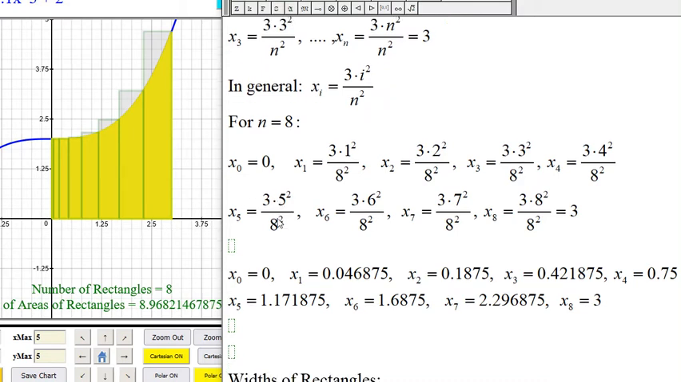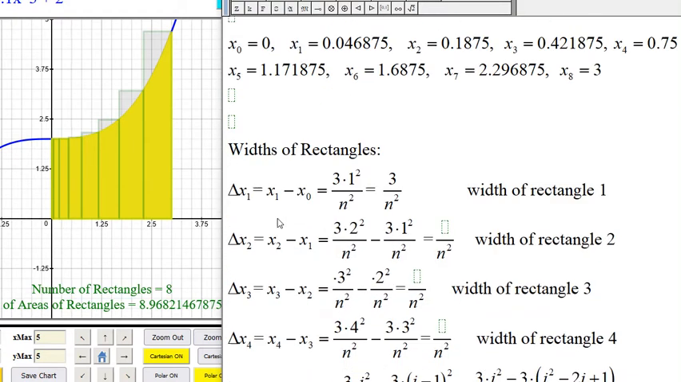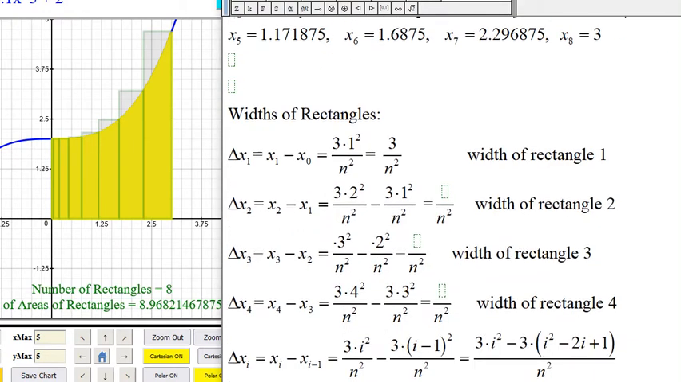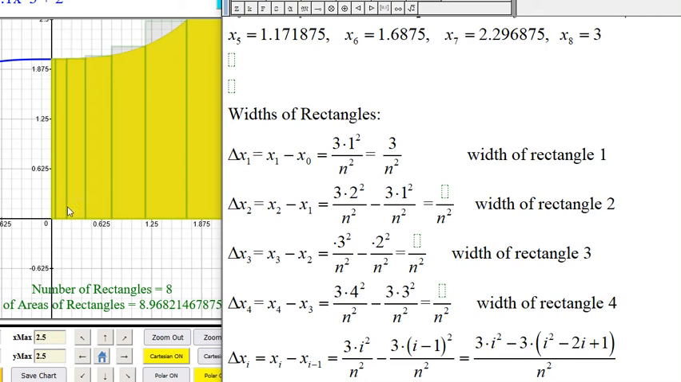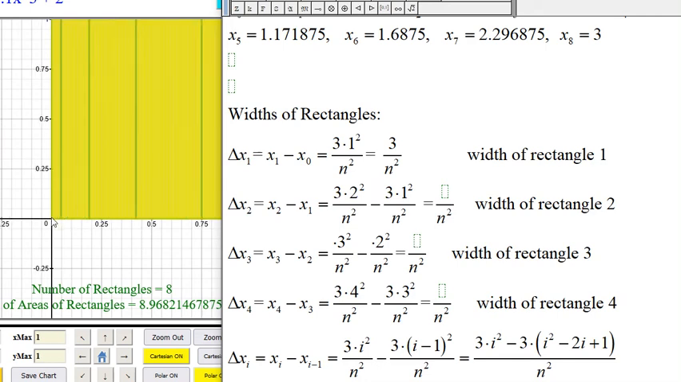And now let's talk about the widths of each rectangle. The first width will be x sub 1. So this is x sub 0 and this is x sub 1. And so the width would be x sub 1 minus x sub 0. But x sub 0 is 0, and so it will be just x sub 1, which is 3 divided by n squared. And again, n is the number of rectangles. So if n is 8, then this would be 3 over 64.